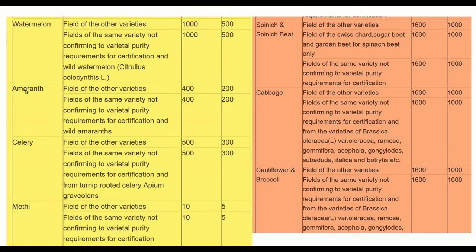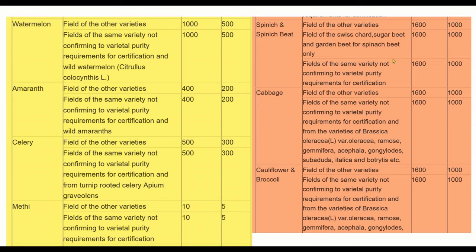And coming to the self-pollinated crop plants, here you can see the isolation distance is much reduced, 10 meters for foundation seed and 5 meters for certified seeds.